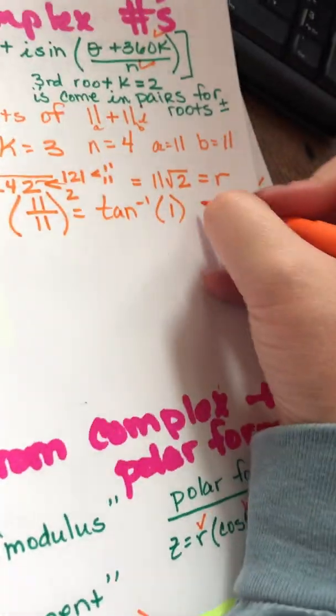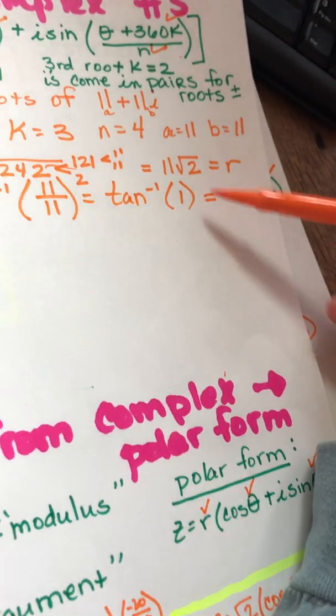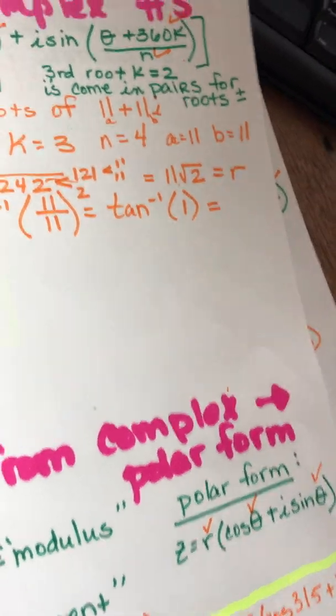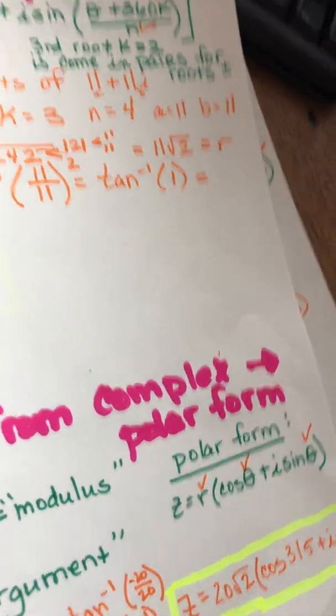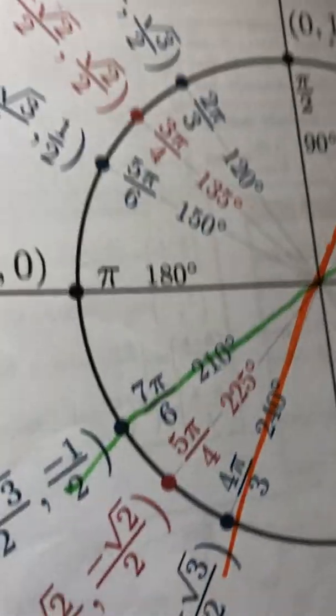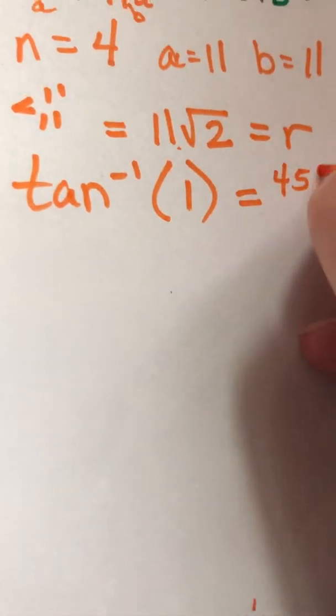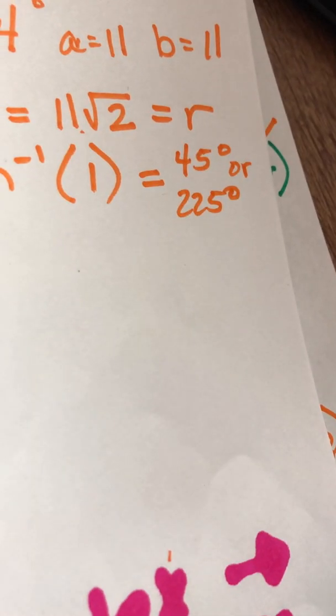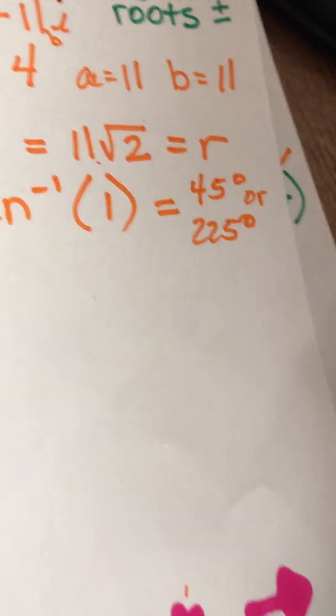And then I think we can do this from the unit circle. What y divided by x gives you a 1? Well, the square root of 2 over 2 divided by square root of 2 over 2 at 45 degrees and also at 225 degrees. So theta is either 45 degrees or 225 degrees. And we want to use degrees when we're using our calculator.